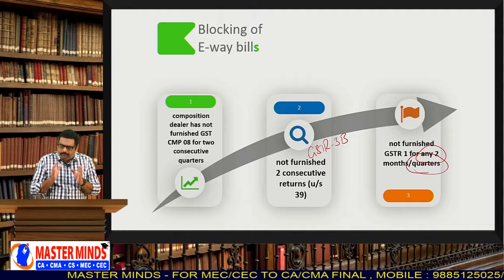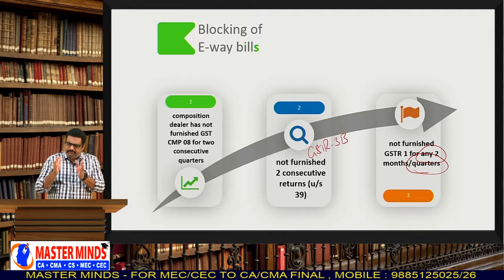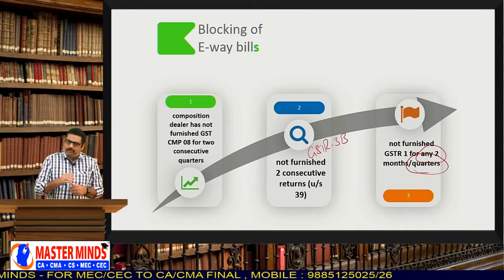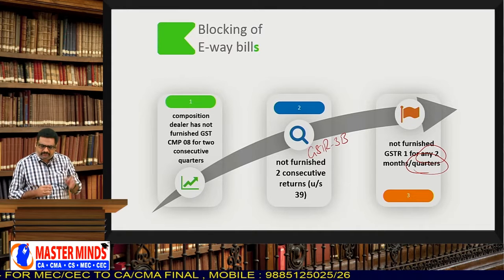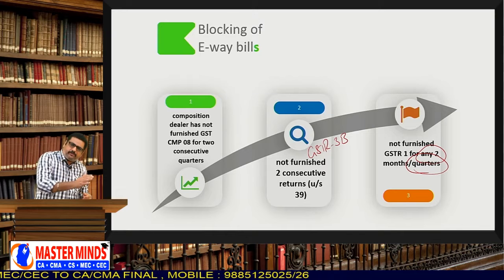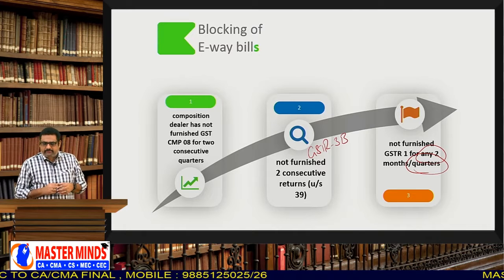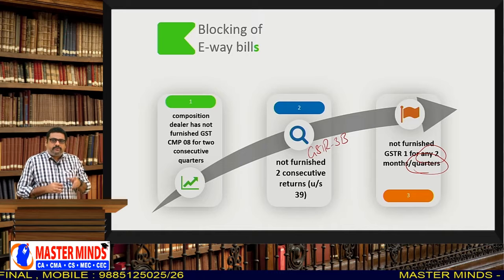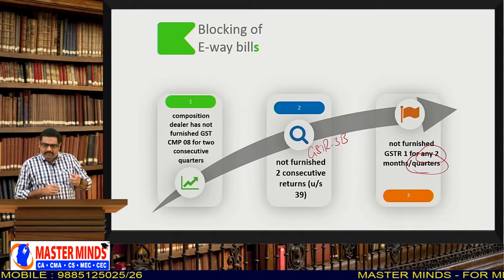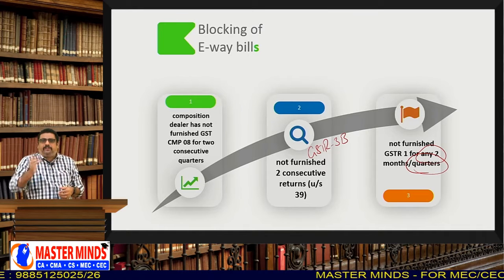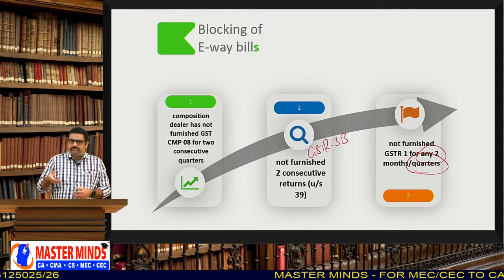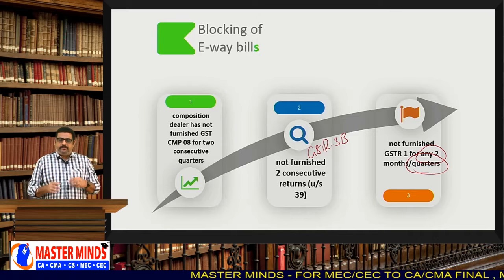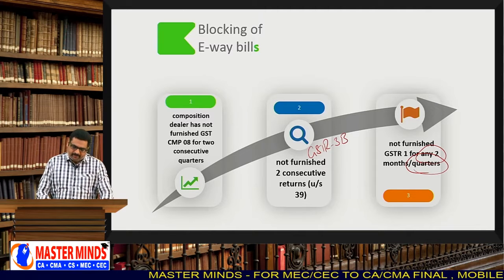Understood? So, if a composition dealer has not filed CMP 08 for a continuous period of 2 quarters, and a normal registered person has not filed GSTR 3B for a continuous period of 2 months, and with respect to GSTR 1, if it is not filed for any 2 months, not continuous 2 months, any 2 months or 2 quarters, then the EWAY bills can be blocked by the department. Understood?